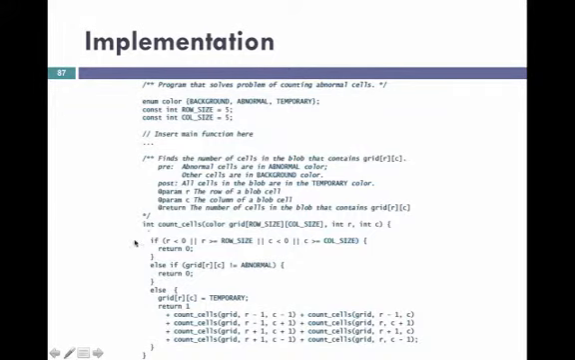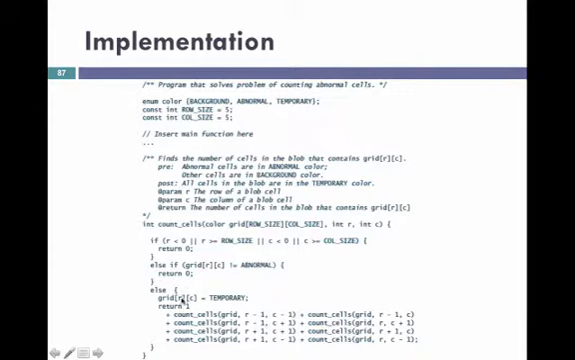So let's look at the code in the function. If R is less than 0 or greater than or equal to row size, or C is less than 0 or greater than or equal to the column size, then we return 0. This is the case where we give an index number that's outside the boundaries of the array. If the color is not abnormal, then it's not part of a blob and we return 0.